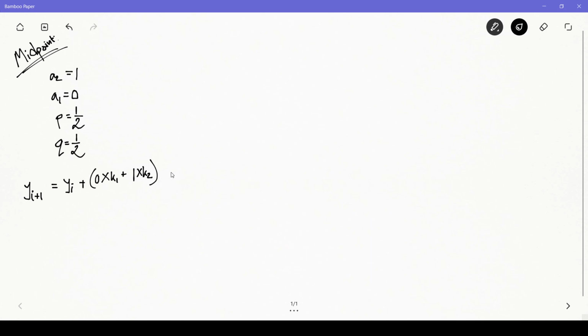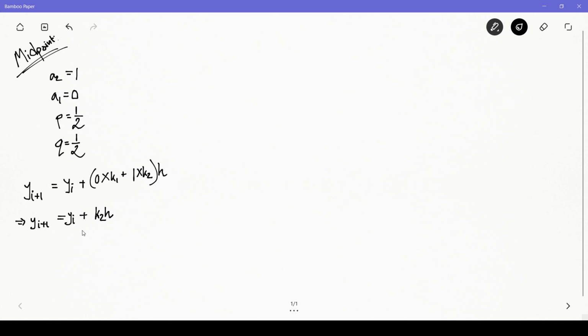and we have h multiplied with it. So y sub i plus 1 equals y sub i plus, this thing will get nullified, we have just k2 times h. So whatever final straight line we're considering to approximate the value of y sub i plus 1, the slope of that straight line will be exactly equal to the second slope value, k2 in this case.